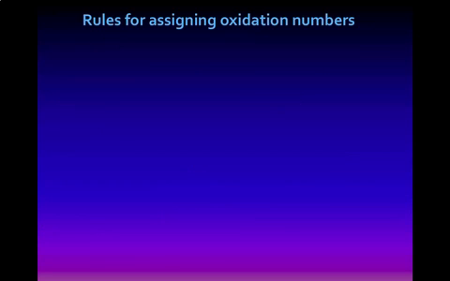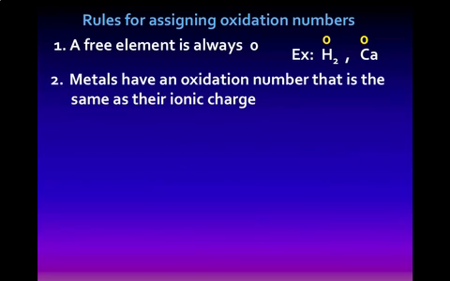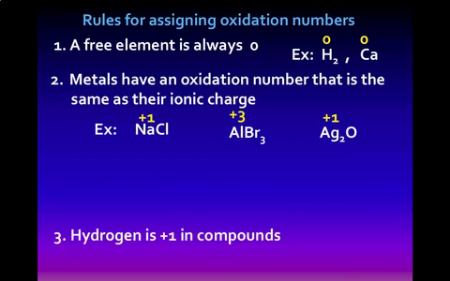So we're going to look at how to assign oxidation numbers. A lot of this is really closely linked to the charges. A free element is always 0, and a free element is something that's not bonded. For example, hydrogen. So you just put a 0 up there, or calcium is a 0, so it's not bonded to something else. Metals have an oxidation number that is the same as their ionic charge, so that's all your positive charged ones. So for instance, sodium would be a +1, aluminum is a +3, silver is a +1, so you can always count on that as being the same as their charge.